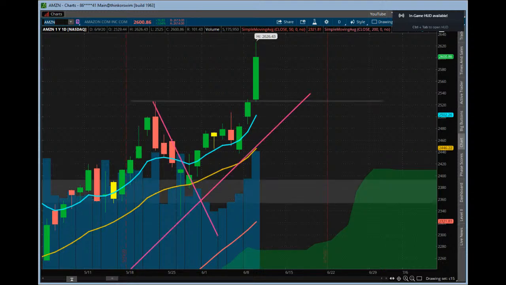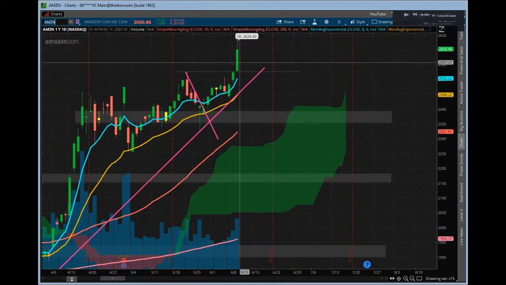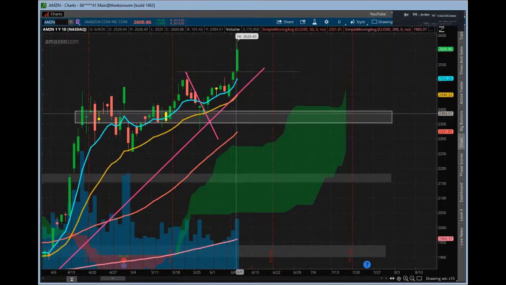So you can see here that we had incremental volume coming up on Amazon, right? And then we got that beautiful follow through today. Now it could still be increasing volume, but what a great move to all-time highs. We really can't complain there.